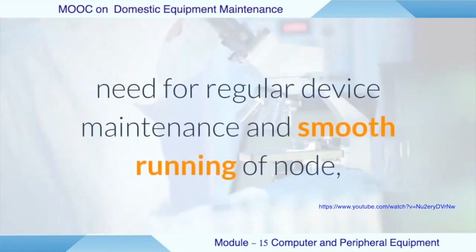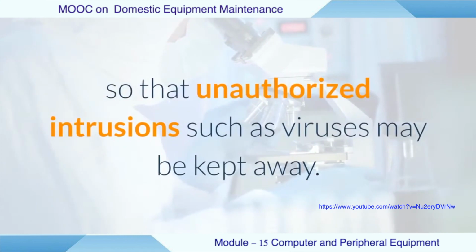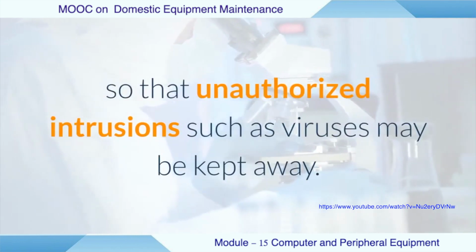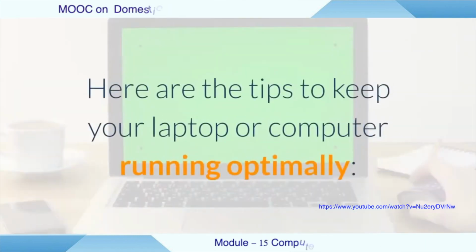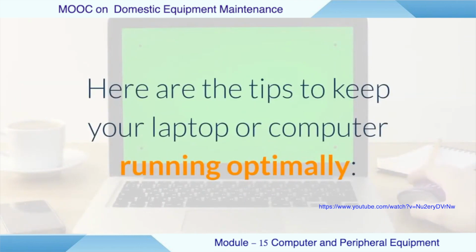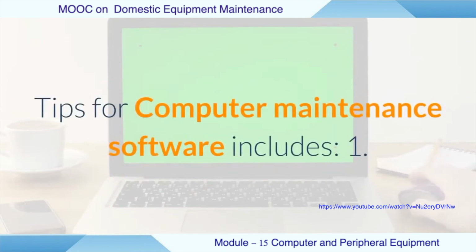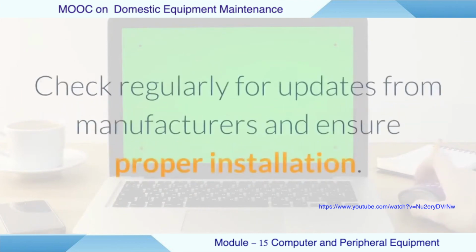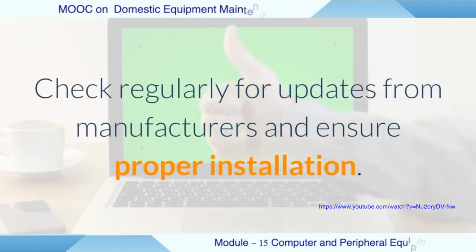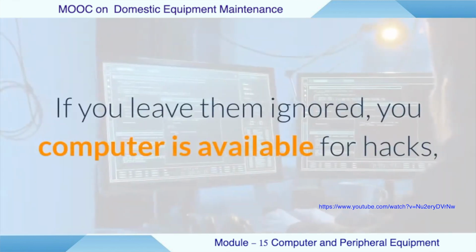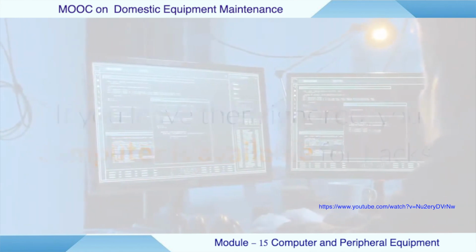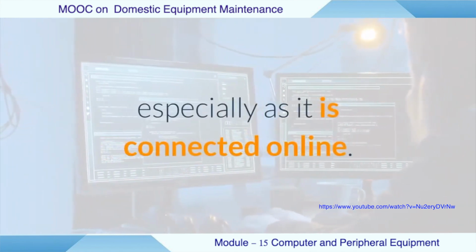There is a need for regular device maintenance and smooth running of the system, so that unauthorized intrusions such as viruses may be kept away. Here are the tips to keep your laptop or computer running optimally. Tips for computer maintenance, software, include: 1. Check regularly for updates from manufacturers and ensure proper installation. If you leave them ignored, your computer is open to hacks, especially as it is connected online.